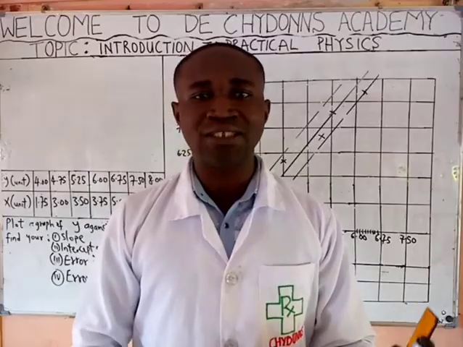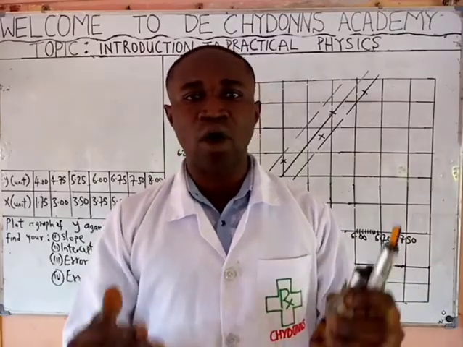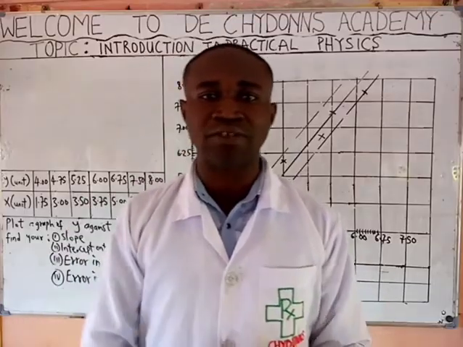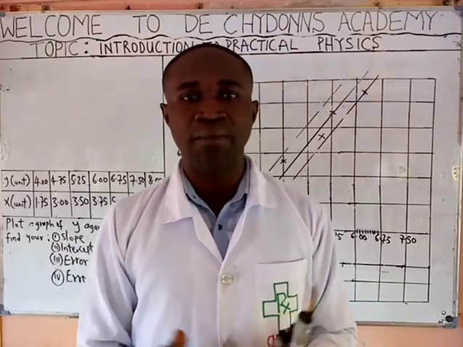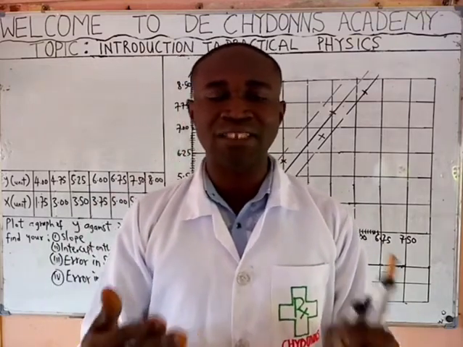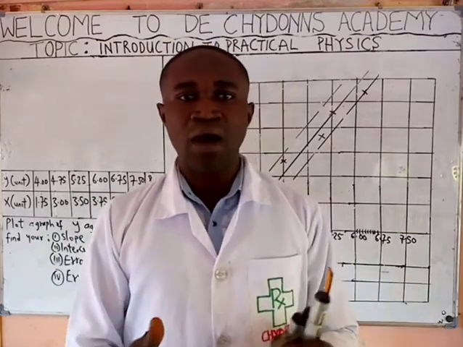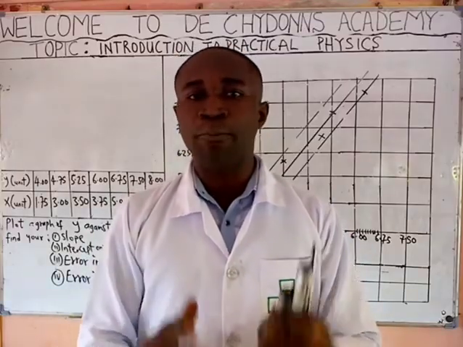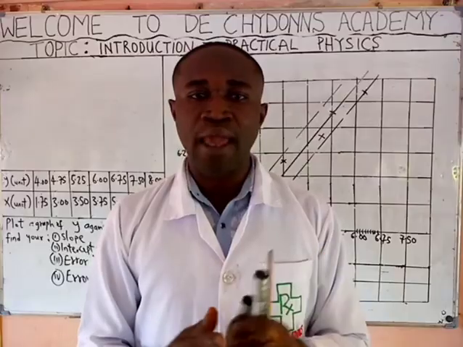How do you present the result of an experiment you just performed? How do you present it on a graph sheet? That is the main point. A lot of students make mistakes while presenting on a graph sheet. Now, we have to take these rules or procedures, very, very important.